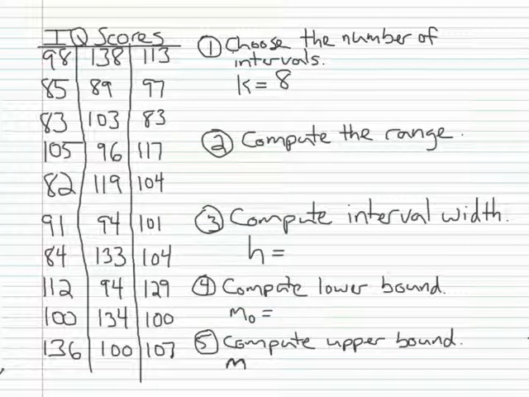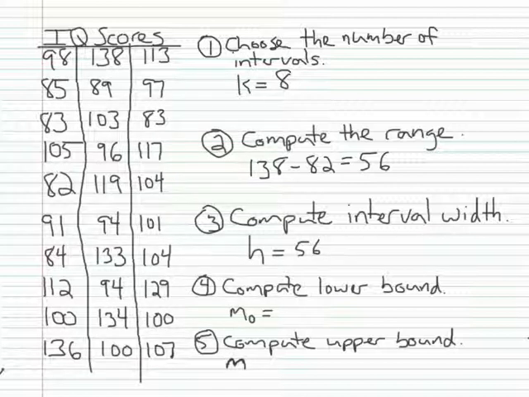The next step is to compute the range. To compute the range, I need the highest score, which is 138, and from that I need to subtract the lowest score, which is 82. And with that I get a range of 56. Next, I need to compute the interval width, and this is simply the range divided by the number of intervals. So this h is going to equal 56 divided by 8, which equals 7.